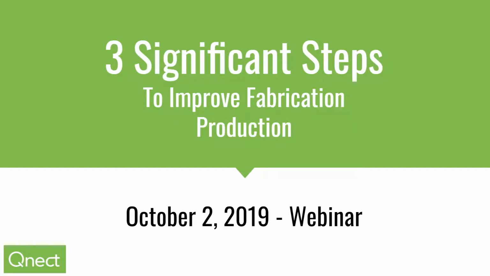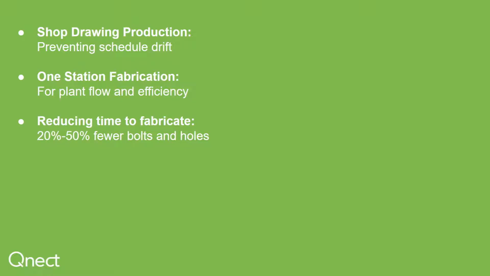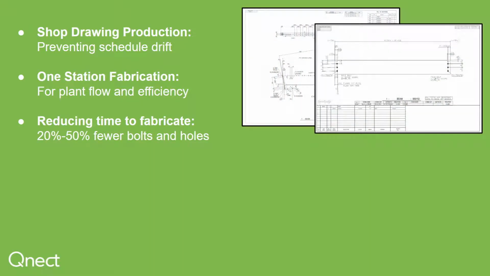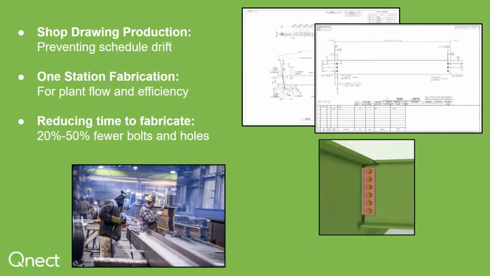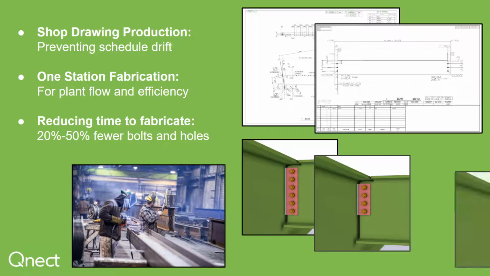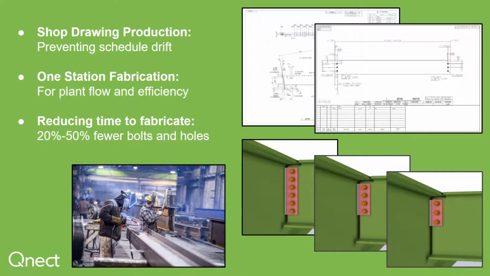Thanks, Dermot. As Dermot said, here's what we're going to cover today. Shop drawing production, preventing schedule drift. One-station fabrication for plant flow and efficiency. Reducing time to fabricate, 20 to 50% fewer bolts and holes.